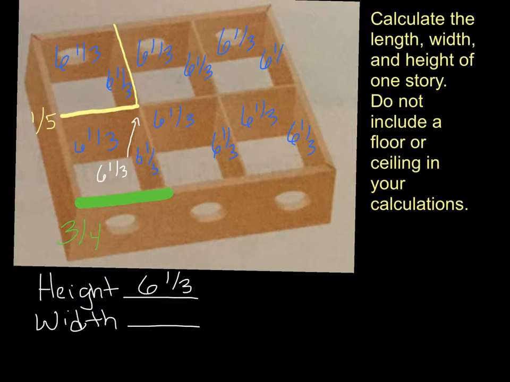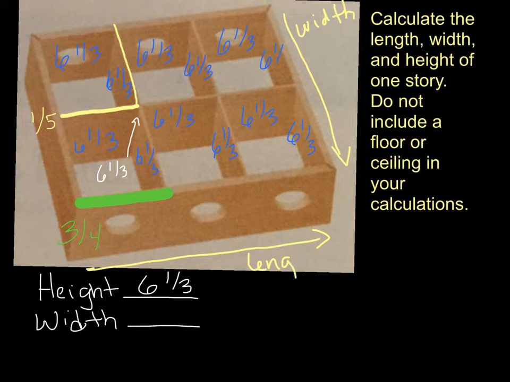When figuring out the width or the length, the first thing we need to do is determine which side is the length, which side is the width. And in this case, I'm going to use the smaller side as the width. That would be this side here. We'll label that width. Of course, that's going to make the adjacent side our length.